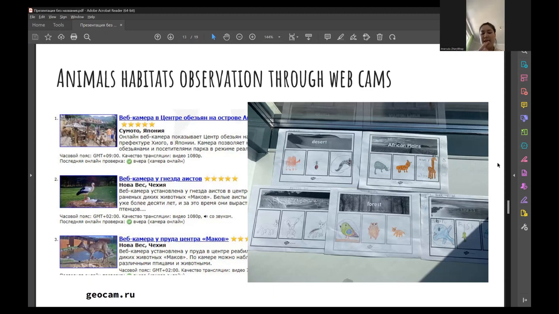This is the website I found. From the rating, it was the best website, geocam.ru. This website is in Russian, but I checked also the websites in English, so I don't think it will be difficult for you to find these zoo parks. Some are public zoo parks, some private zoo parks, and before this lesson, I spent one day watching all the zoo parks.